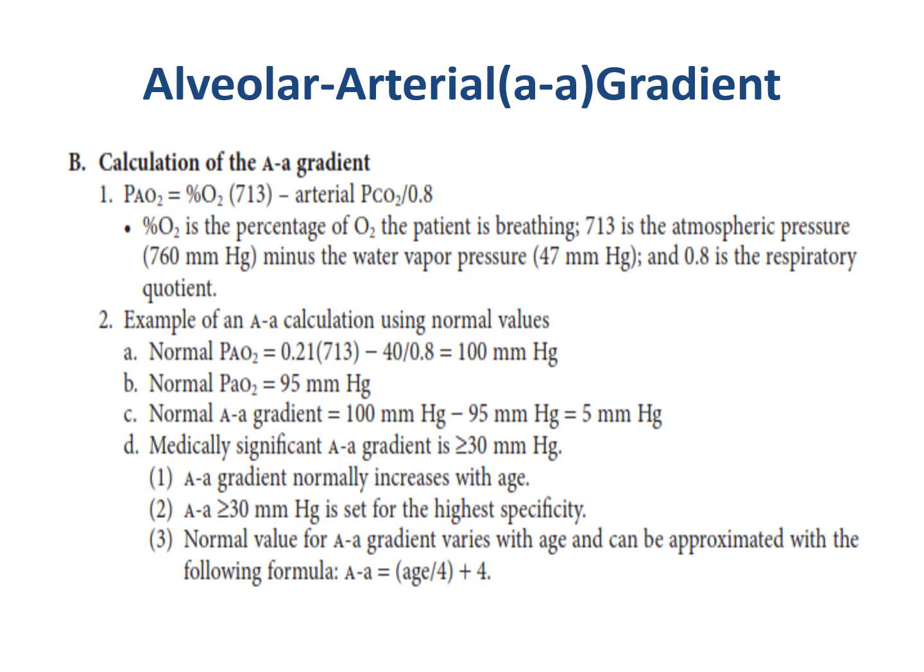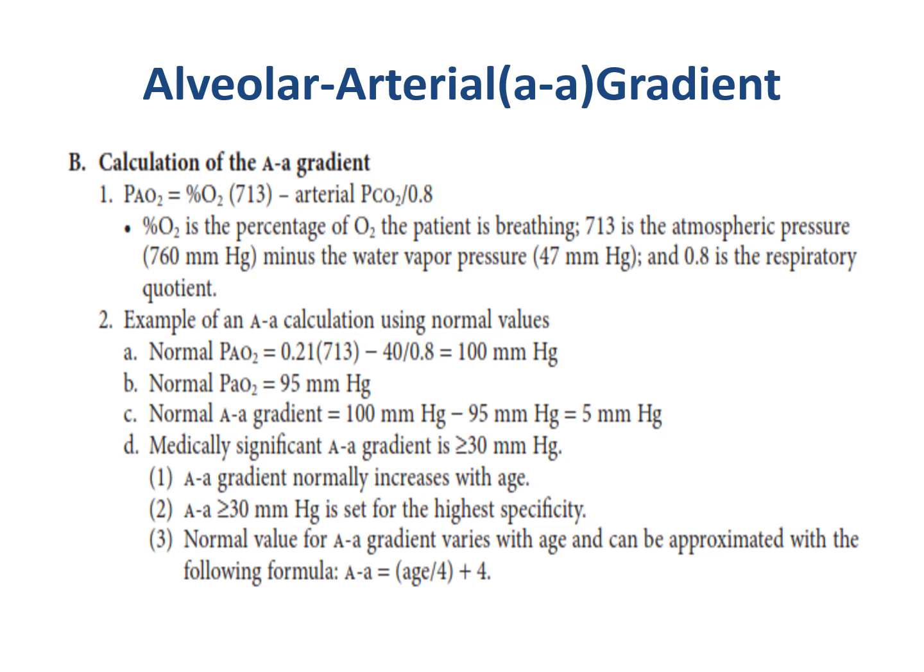Alveolar PO2 equals percent O2 times 713 minus arterial PCO2 over 0.8 ratio. Percent O2 is the percentage of O2 the patient is breathing. 713 is the atmospheric pressure, 760 minus the water vapor pressure, 47 millimeters mercury, and 0.8 is the respiratory quotient.